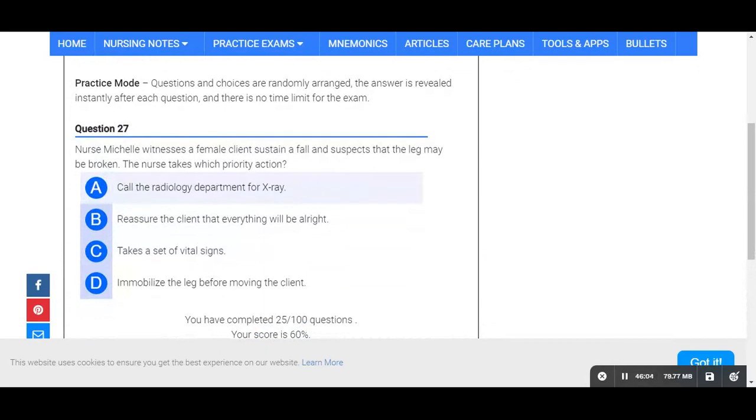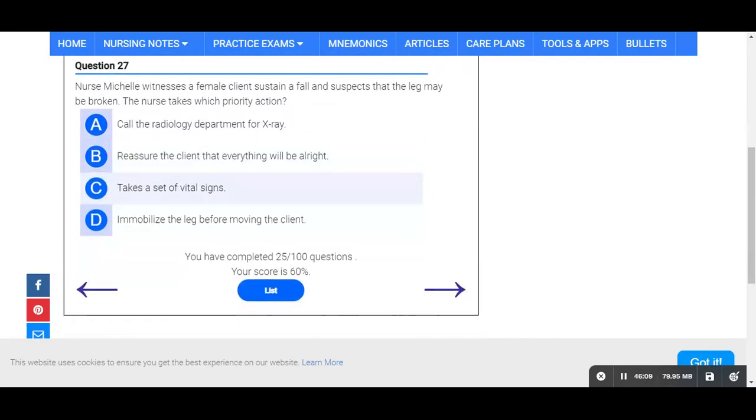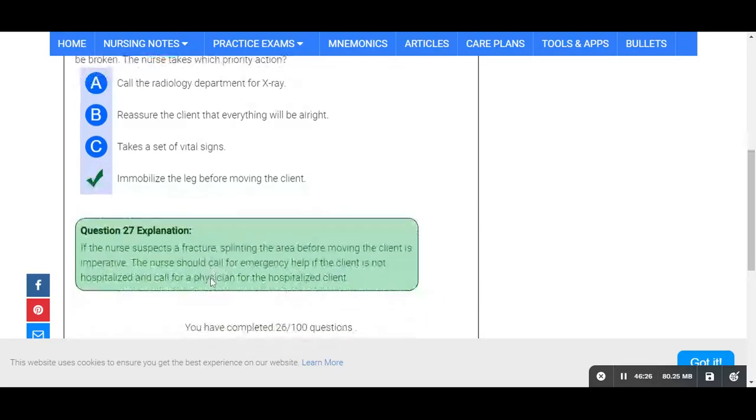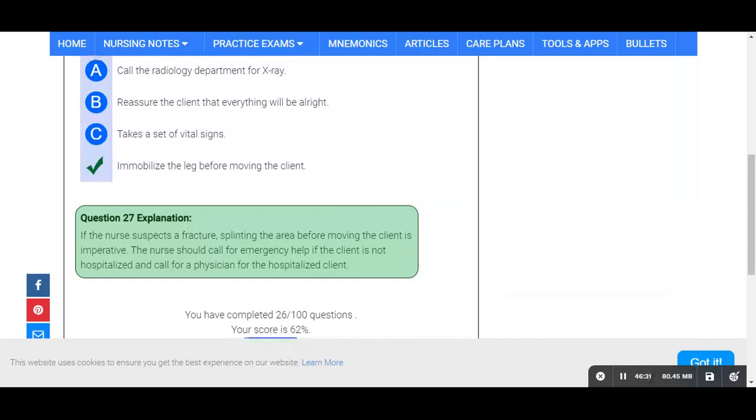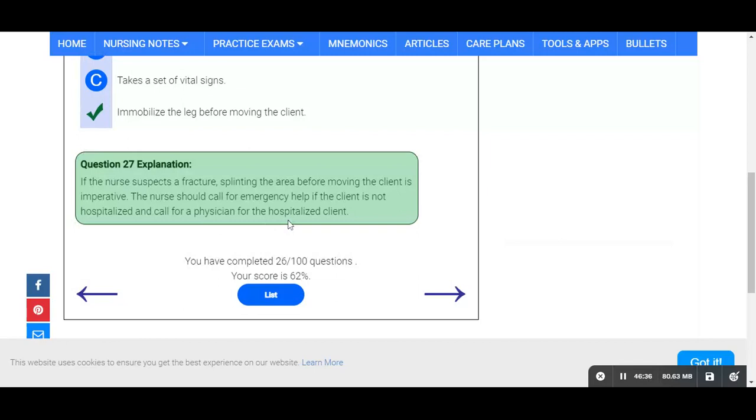Okay. Nurse Michelle witnesses a female client sustain a fall and suspects that the leg may be broken. The nurse takes which priority action? Call the radiology department, reassure the client everything will be alright, take a set of vital signs, immobilize. If the nurse suspects a fracture, splinting the area before moving the client is imperative. The nurse should call for emergency help if the client is not hospitalized, and call the physician for the hospitalized client.